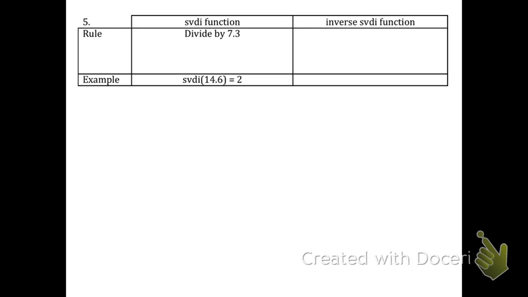Alright, the inverse SVDI function. The SVDI function only has one operation, divide by 7.3. And even though 7.3 is a decimal, you still undo it the exact same way. It's just going to be one step, and the opposite of division is multiplication. So we're going to multiply by 7.3. Whoops, sorry, I said 7.1, I meant 7.3.